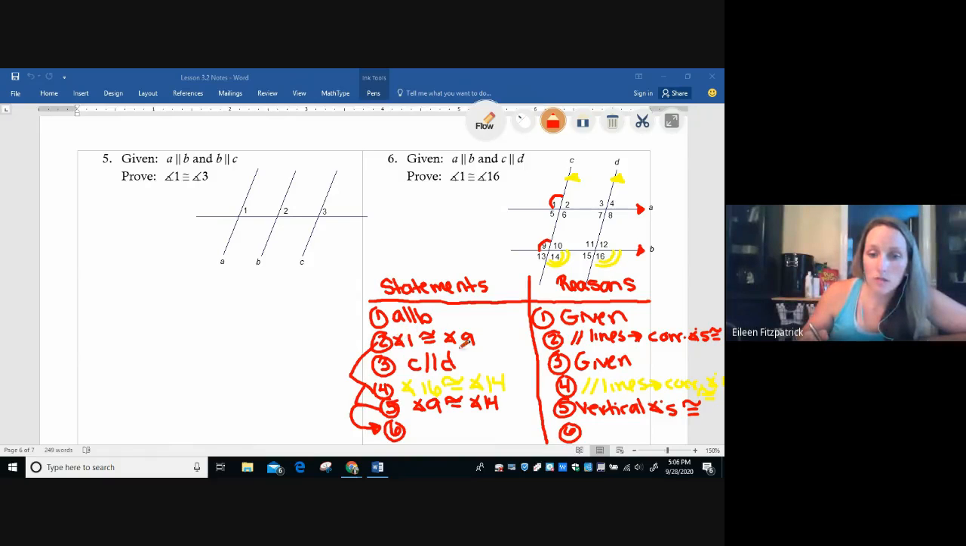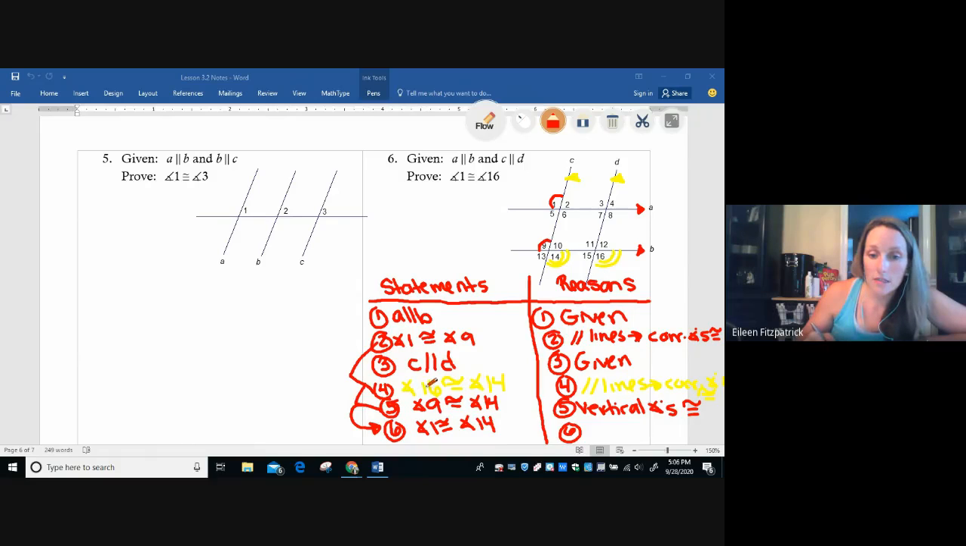If 1 is congruent to 9 and 9 is congruent to 14, what does that mean about 1 and 14? It means 1 is congruent to 14, right? So we could write that down. 1 is congruent to 14.